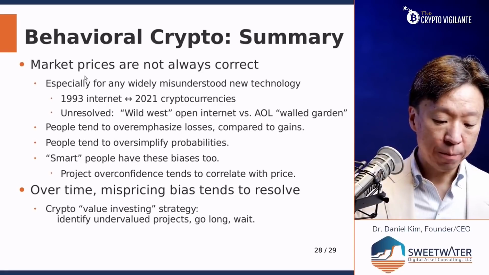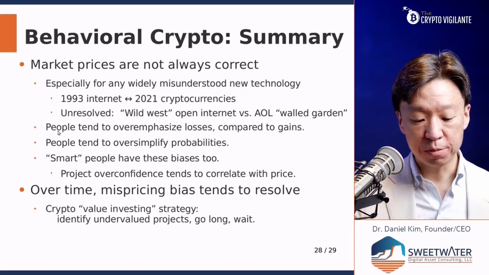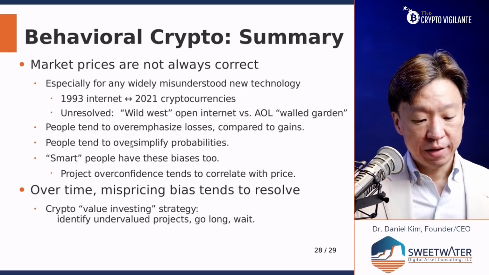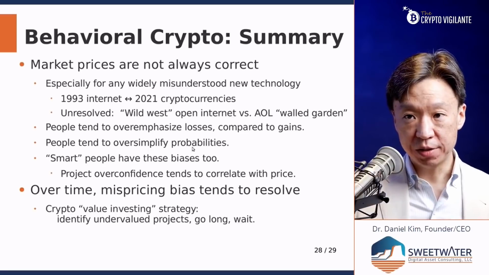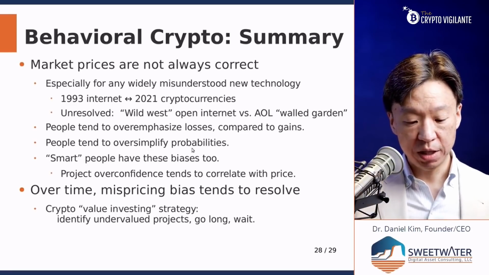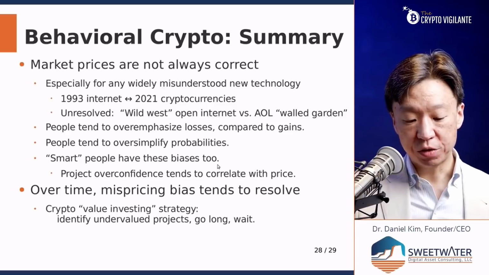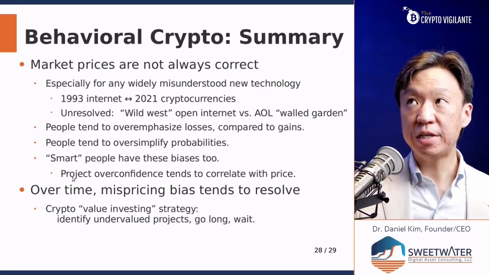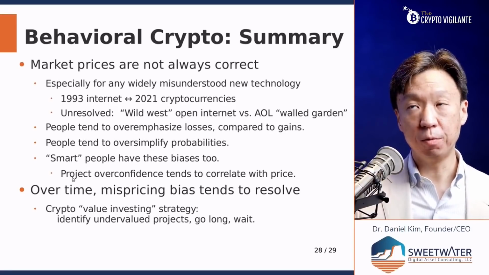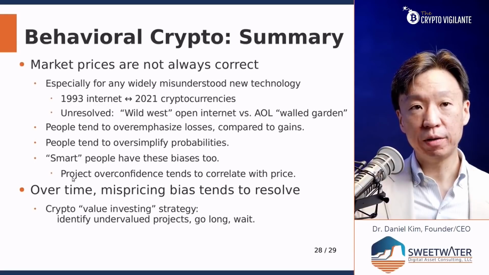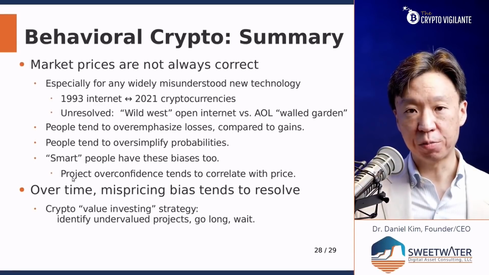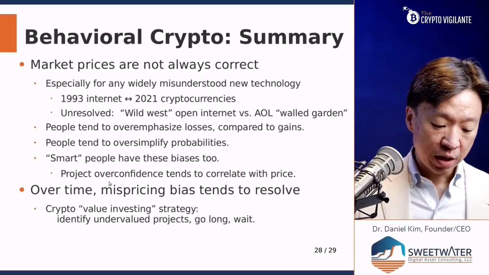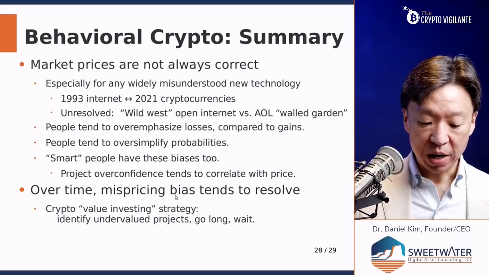All right, so part of behavioral economics is the observation that people tend to overemphasize losses compared to gains. They also tend to oversimplify probabilities into three buckets: yes, no, and maybe. Smart people have these biases too. It's funny, if you look at the general tenor of people's tweets, they tend to get more and more confident and then more and more arrogant as the price goes up. So currently the price of Bitcoin's been up. Over time, these mispricing biases tend to resolve.